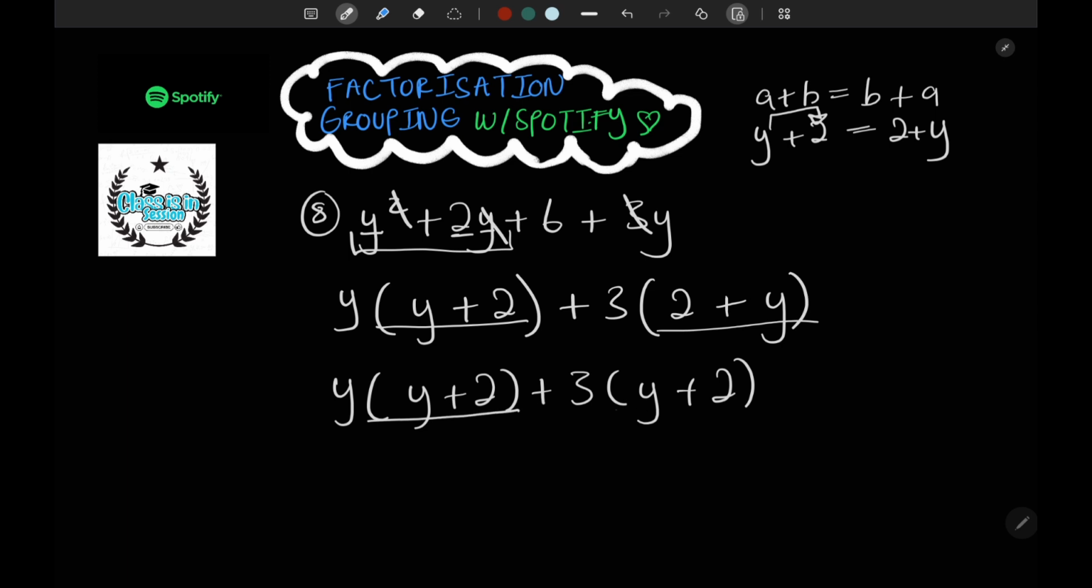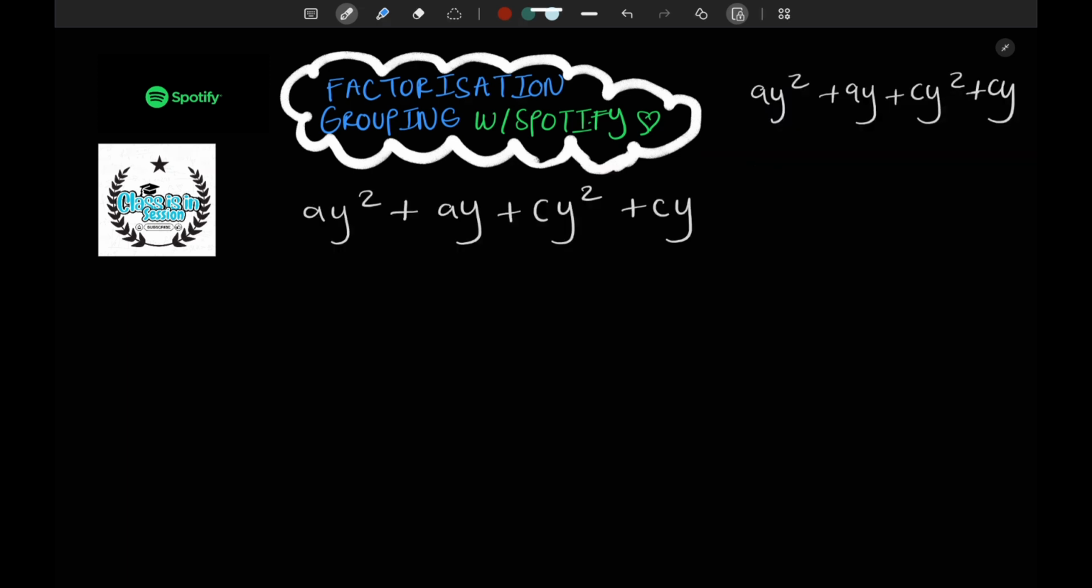Now in this step, you have y plus 2 and y plus 2. You can write it in the first bracket, y plus 2, and in the second bracket, we write y plus 3. What's remaining? Y plus 3. Now let's try ay squared plus ay plus cy squared plus cy. What's the first step? Factorize the first two terms. You have ay, so your highest common factor is ay. Open a bracket, a divided by a, 1. You have y squared, take out 1, you're left with y. Plus a divided by a, 1. Y divided by y, 1. So this is just y plus 1.